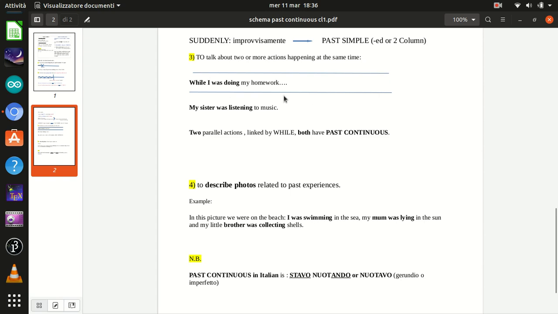While I was doing my homework, my sister was listening to music. Mentre io facevo i compiti o stavo facendo i compiti, mia sorella ascoltava o stava ascoltando la musica. So two parallel actions connected by the word while, mentre, in this case, both actions have got past continuous because they are parallel. They don't interrupt each other.